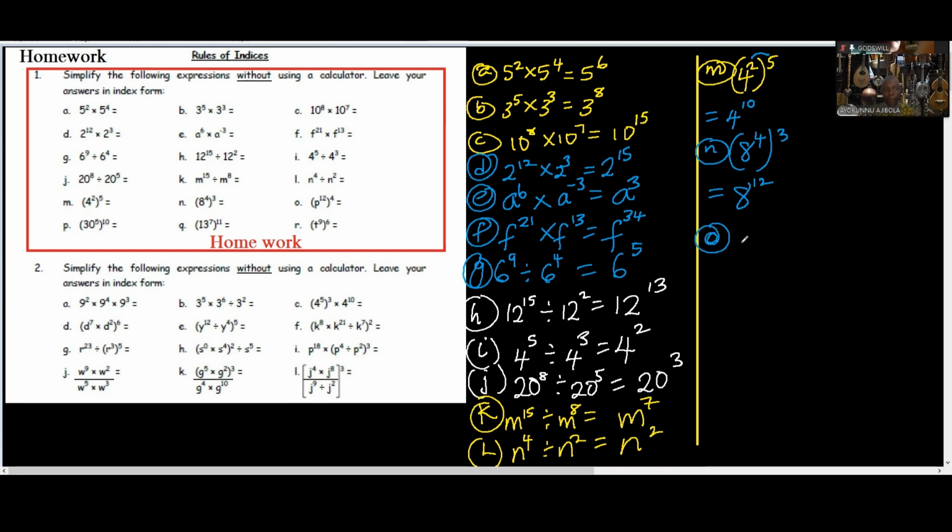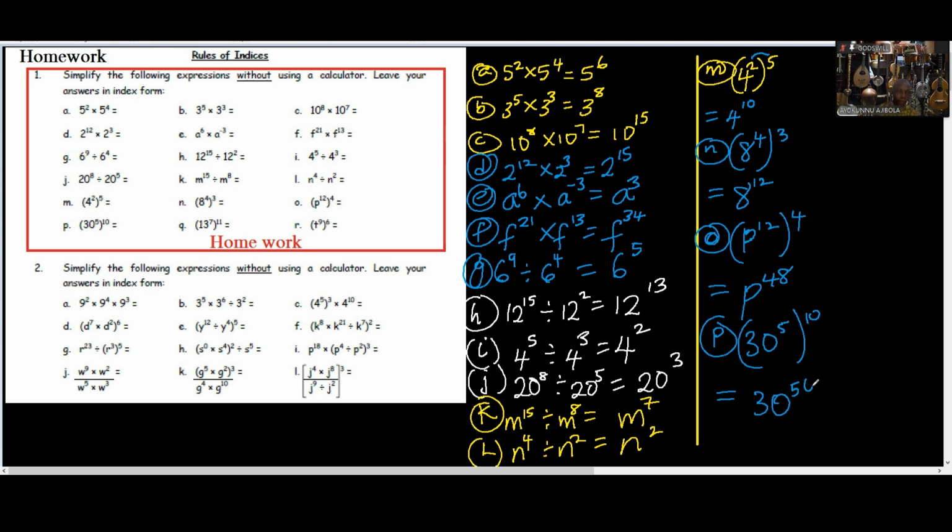Then option O, we have p raised to the power 12 also raised to the power 4. So we multiply the powers now. This is going to be p raised to the power 48. Then option P, we have 30 raised to the power 5 also raised to the power 10. So this is going to be 30 raised to the power 5 times 10, that is 50. So that's 30 raised to the power 50. So let me roll this page so we can continue at the side again.